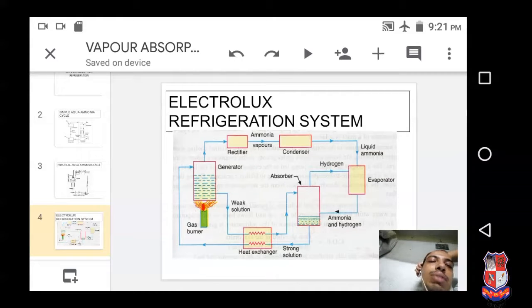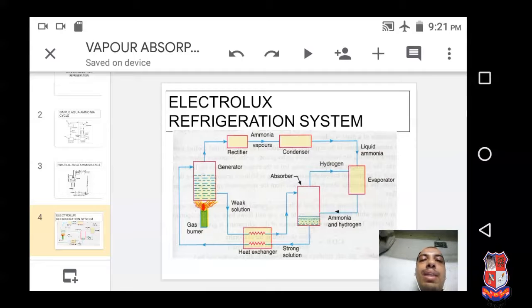In the generator, one gas burner is provided below it. The gas burner provides heat at around 78 to 83 degrees Celsius. So here the ammonia vapor is converted into high pressure, high temperature vapor, which is separated out during this process, and it will be passing through the rectifier.